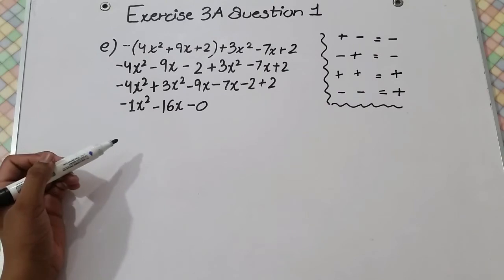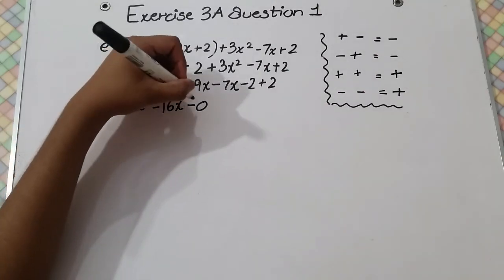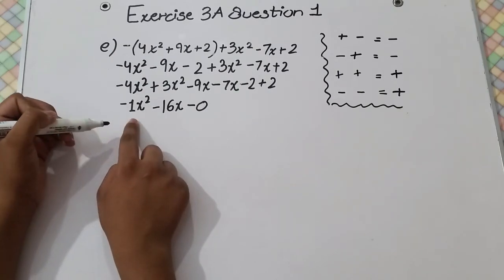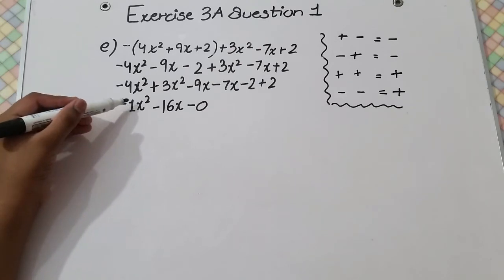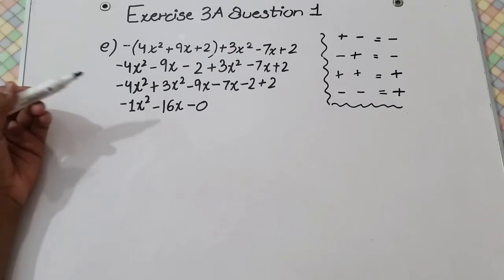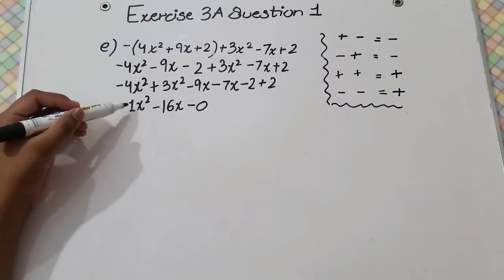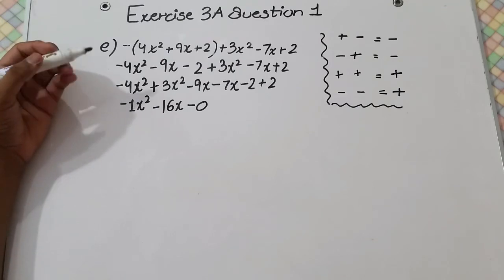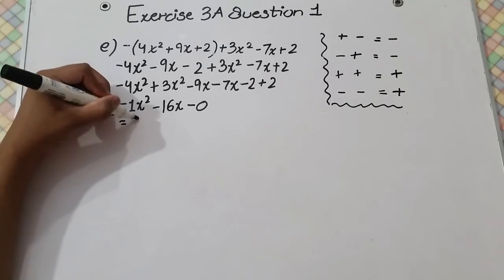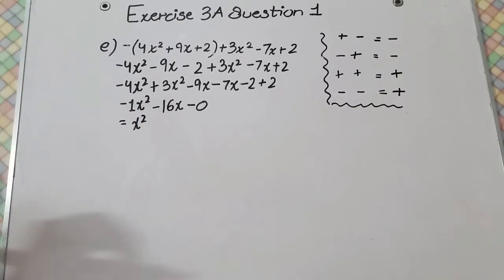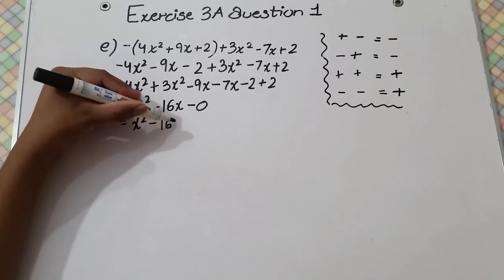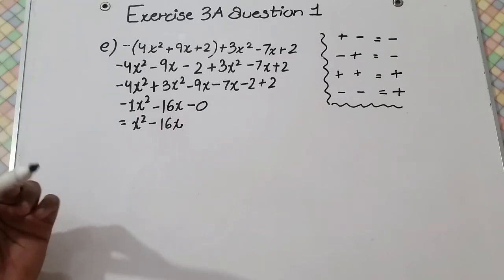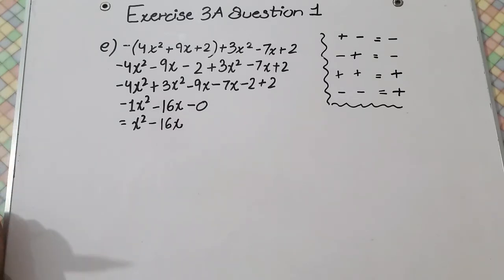So now we are having 1x square. In part B, I told you that if we are having x square, we would consider it as 1. If you want to write 1, you can write 1, and if you don't want to write 1, it's up to you. So I am not writing 1 over here, I am just writing x square. It is also considered as 1, and minus 16x, and 0 is considered as nothing, so we are not going to write 0. It's up to you. So this was part E of exercise 3A, question number 1.